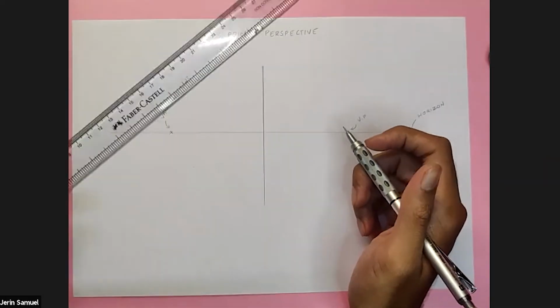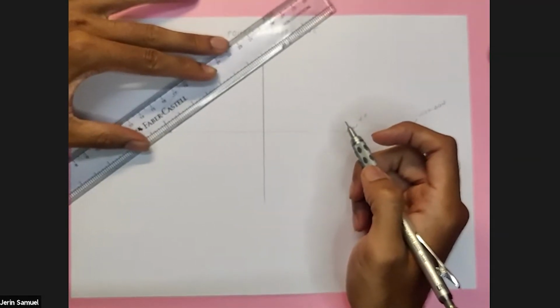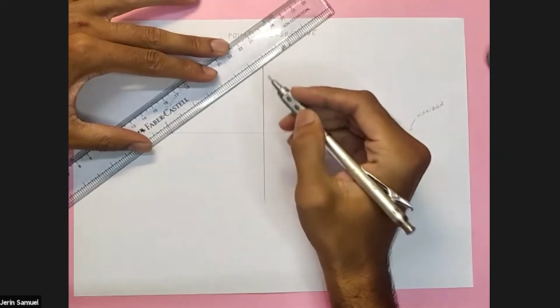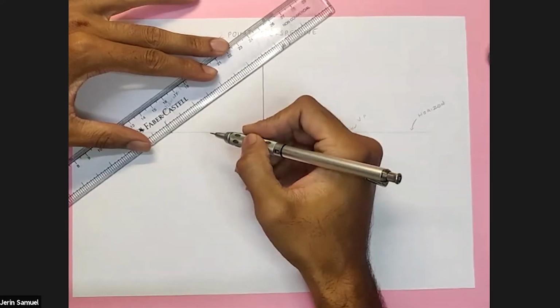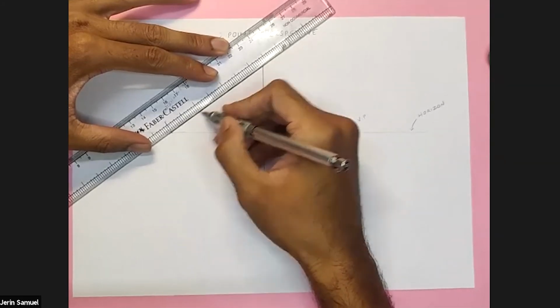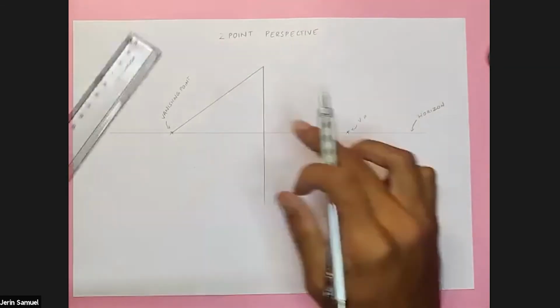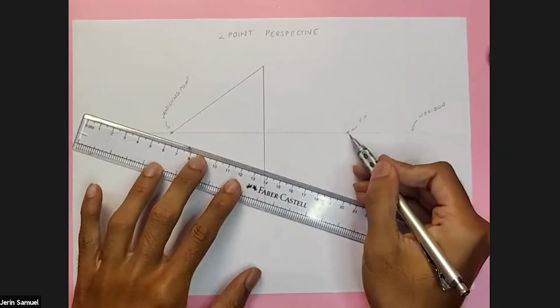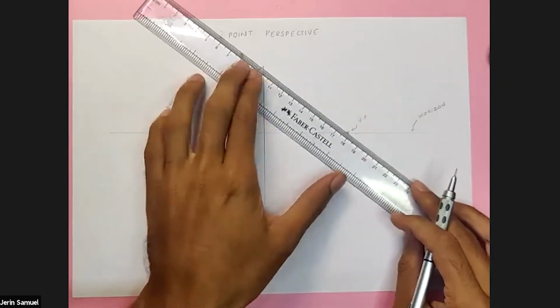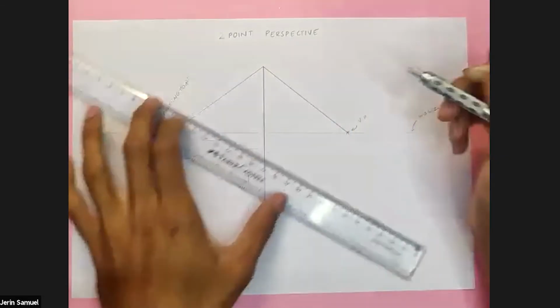So now what we're going to do is, from this particular point to this particular point, we're going to draw a line. From this point to this point, a line like this. Same line you can draw here also, from this particular point to this point. Make a line like this.